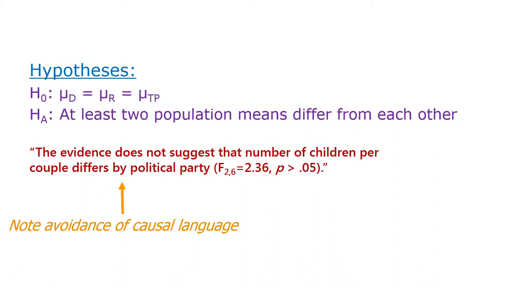So, we avoid causal language. We just say that there's covariation. We're using language of correlation, not of causation here. It differs by political party. It wasn't influenced by, it wasn't caused by, it didn't lead to, nothing like that. It just differs by. That's just saying it happens to be this different way. Well, it actually doesn't happen to be, but we still are careful not to imply causation.